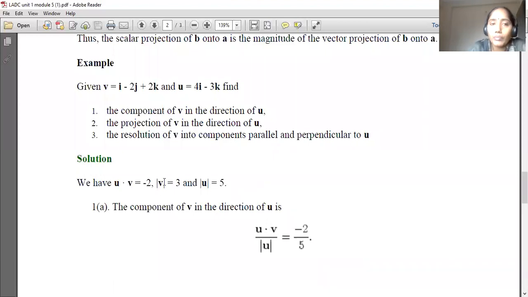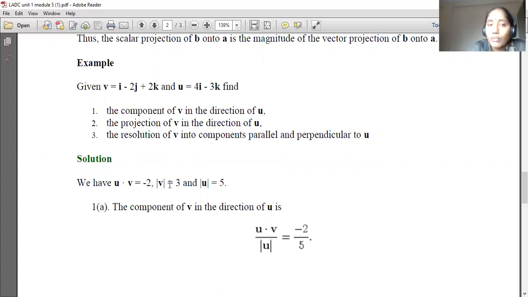First, u bar dot v bar. Here the dot product is commutative, that is u bar dot v bar is the same as v bar dot u bar. So whichever you find, no problem, both are the same because of the commutative property. u bar dot v bar is 4 plus 0 minus 6, which becomes minus 2. That is, i bar into 4i bar is plus 4. Here minus 2 into the j bar coefficient, which is 0, becomes 0. Plus 2 into minus 3 is minus 6. 4 minus 6 is minus 2.